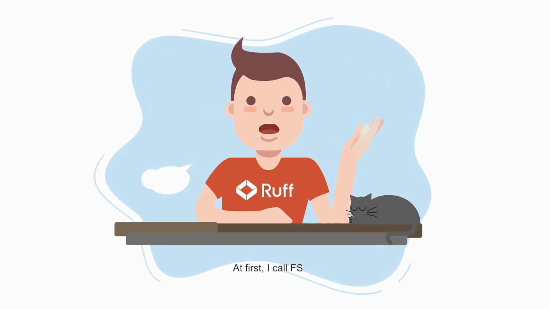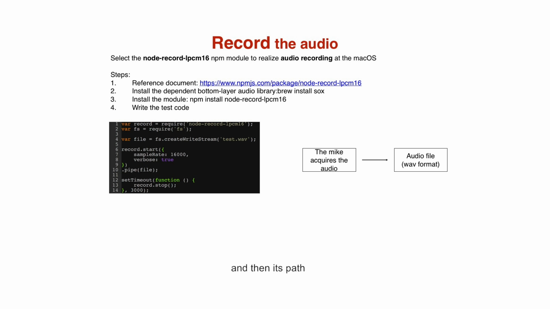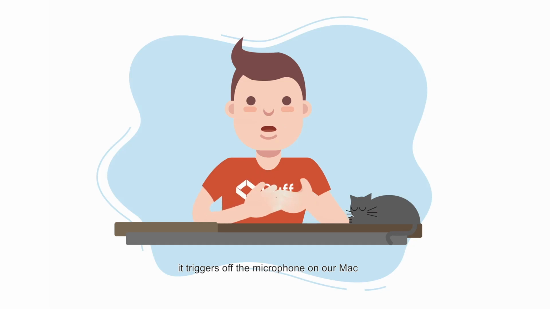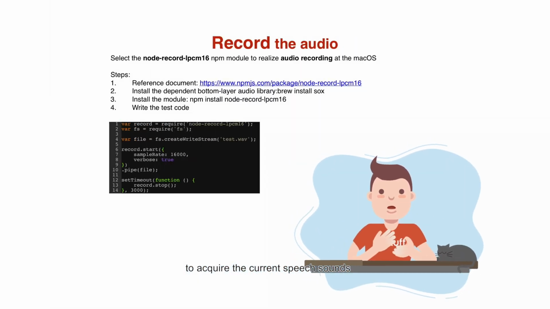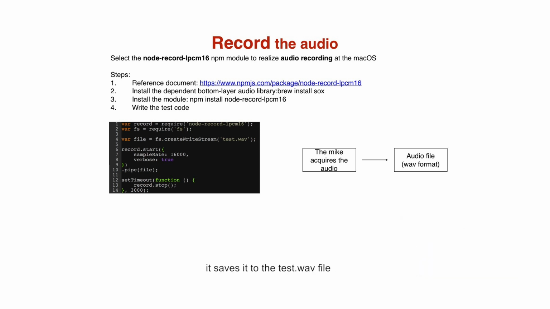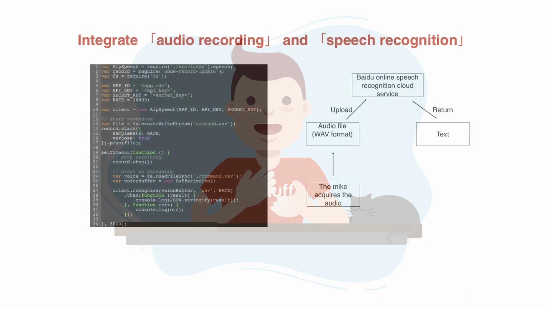At first, I call FS. Next, create a writing stream, and then its path. It's just such a test.wav file. Now, let's call record.start. It triggers the microphone on our Mac to acquire the current speech sounds, and the sampling rate is 16,000 Hz. When the sampling is finished, it saves to the test.wav file, and as we see here, the acquisition is completed in 3 seconds. This file saves our recorded audio on Mac.